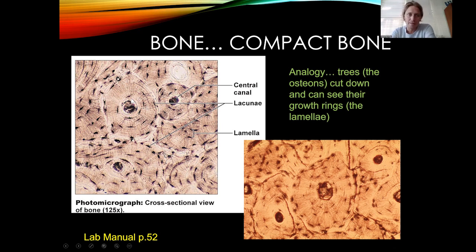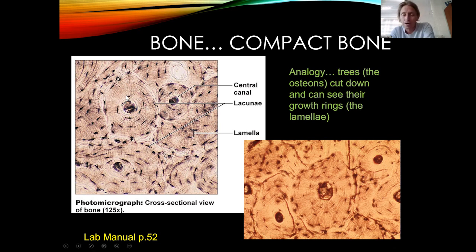Now, outside of that, this is where you get the matrix. So your matrix is made up of cells that have released collagen, just like we saw before, but that collagen binds to calcium. And when the collagen and calcium bind together, they make this really hard matrix. So that's what all this white part is, that calcium matrix that's mixed in with the collagen. So again, extracellular matrix, non-living.